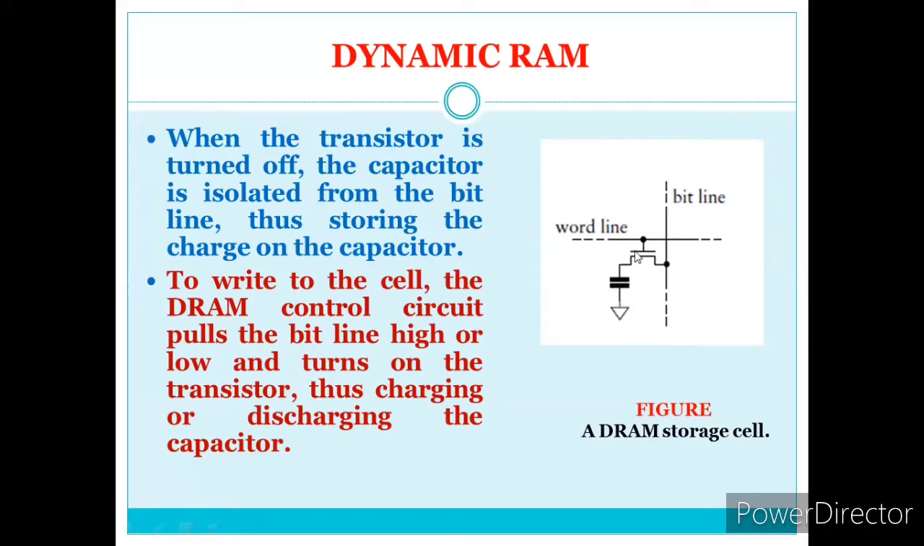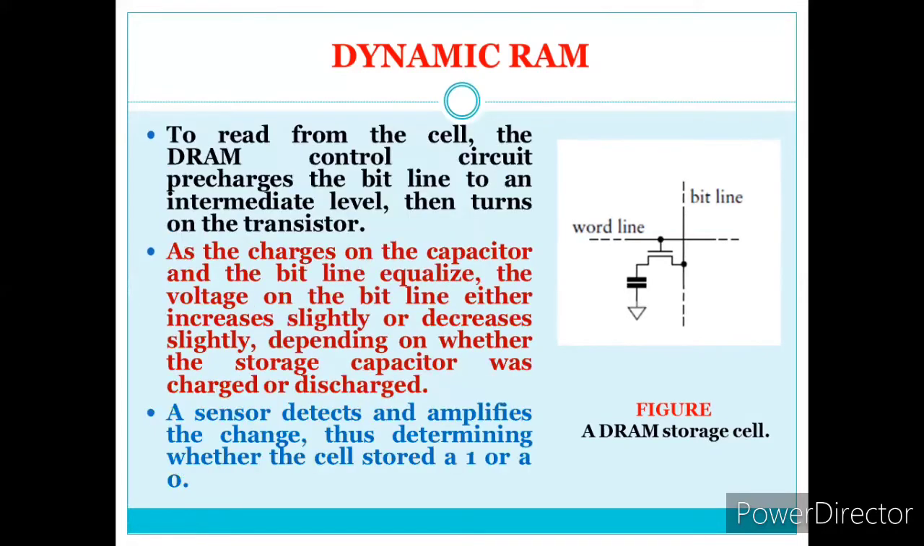To write to the cell, the dynamic RAM control circuit pulls the bit line high or low and turns on the transistor. So in order to perform the write to the cell, the bit line is made high or low and the word line is turned on. Then the charging and discharging of the capacitor happens. Due to this, the bit value is maintained there.